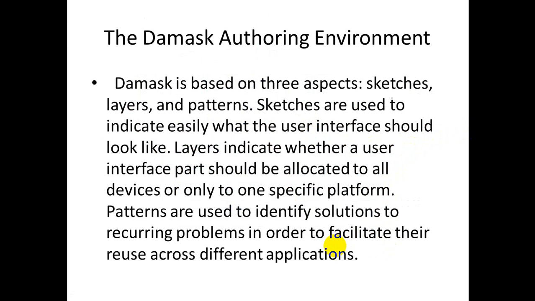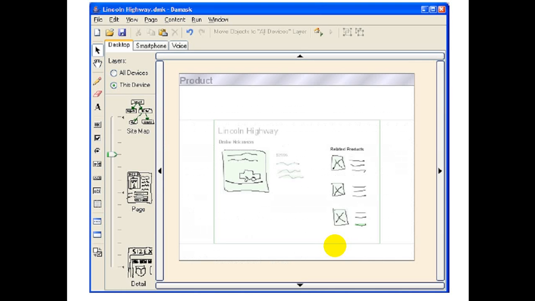Then there is Damask. It is the first approach to authoring multi-device user interfaces, which supports authoring for 3 types of platform: desktop, smartphone, and voice. Damask is based on 3 aspects: first of all sketches, then layers and patterns.